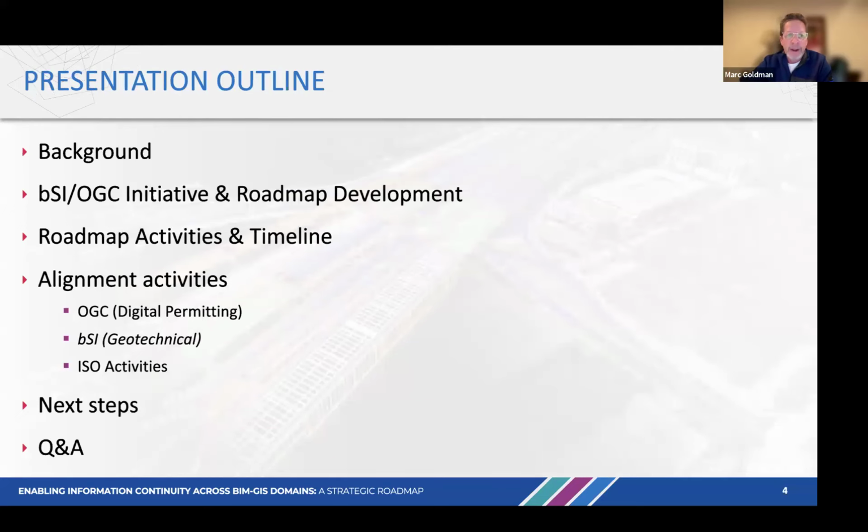So we'll start with a bit of background. Perhaps that's what I'm already doing right now. Then I'll hand it over to Jag, who will specifically be talking about the initiatives, the roadmap development, and the progress that's been made on it. Abhishek will talk in more detail about the activities, the timeline, and the way in which the roadmap is coming together in a structured manner. And then we'll show three activities proving that there is actually progress being made in a rather agile manner, again, as the roadmap itself is being developed. We're not waiting for full completion. We're making progress along the way. Short discussion on next steps and then Q&A.